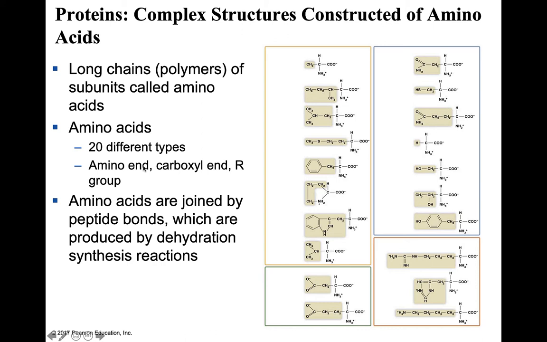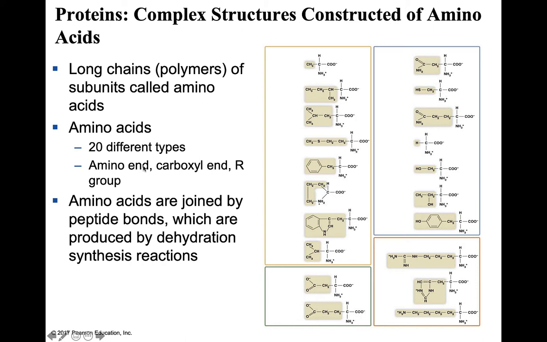There are 20 different amino acids, and they have an amino end. That's where the nitrogen is. So amino, nitrogen, carboxyl, that's the acid end, and an R group. So all amino acids have these three things in common, and what makes the actual amino acid different is the R group. Now, amino acids are joined together by peptide bonds, and they're produced by dehydration synthesis reactions, which we talked about previously. Now, take a look at the number 20.